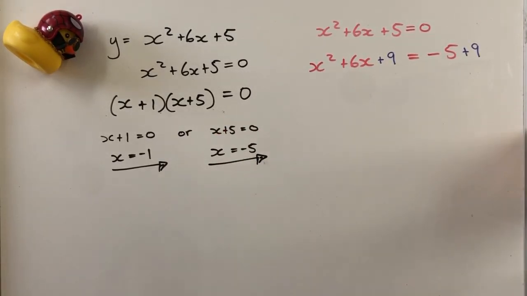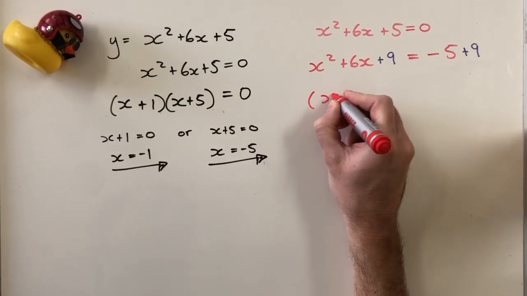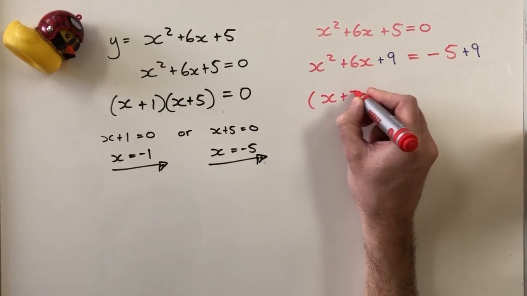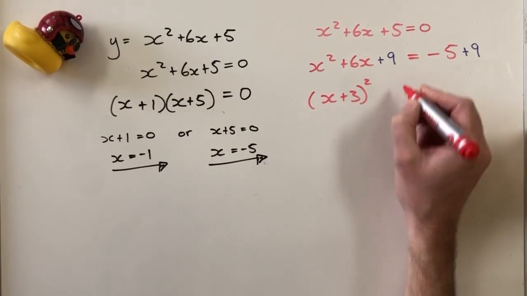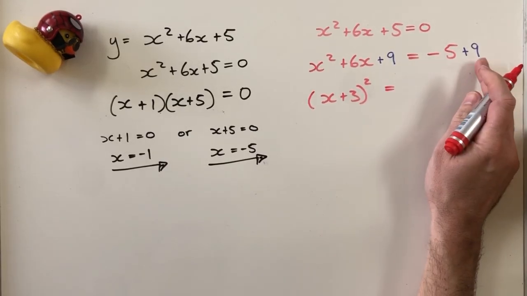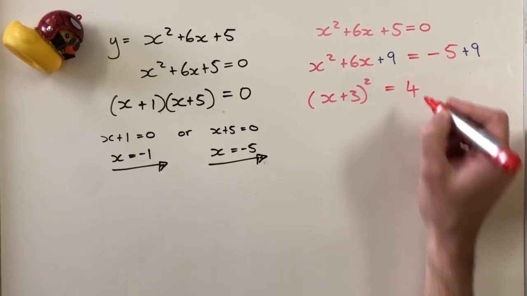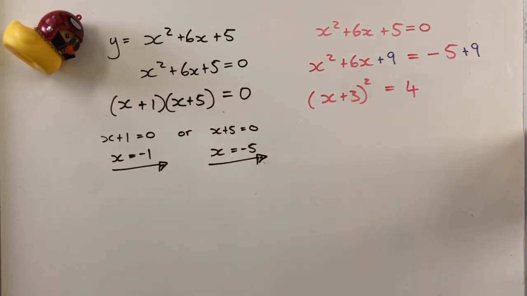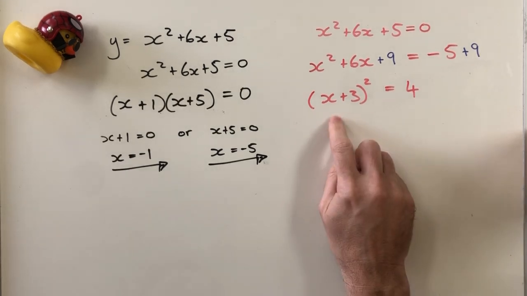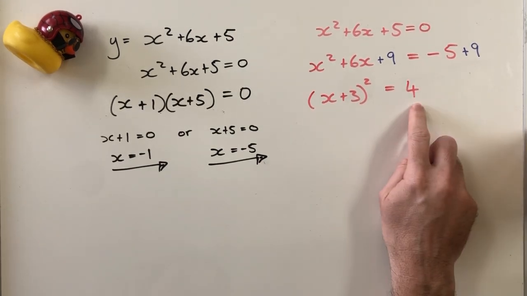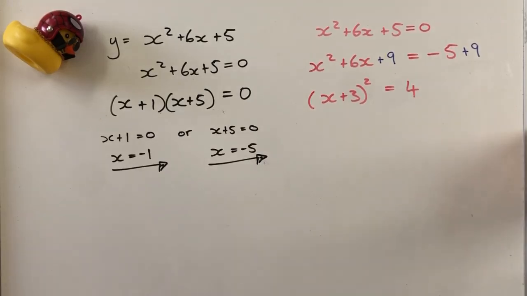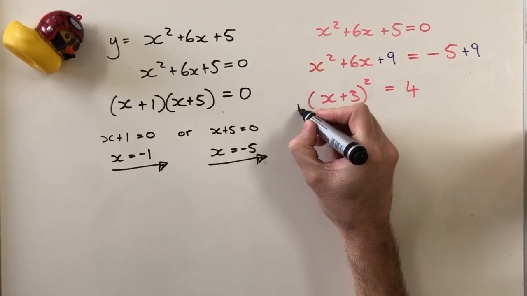Now, once I'm done with this, I know this is going to be a complete square. So this is going to be (x + 3) squared. And this I can solve. I can say 9 minus 5 is 4. And now I have an equation with a complete square on this side. And lo and behold, I'm very fortunate now to have a square number on that side. But what I do now is I just take the square root on both sides.